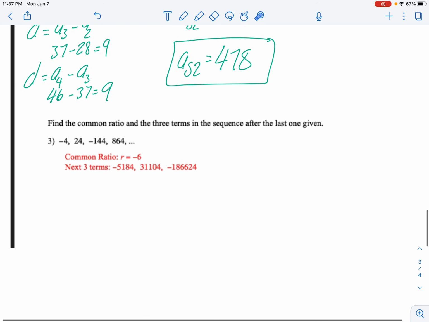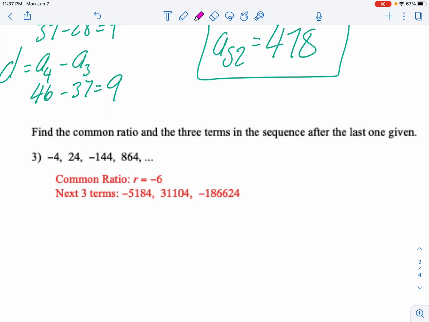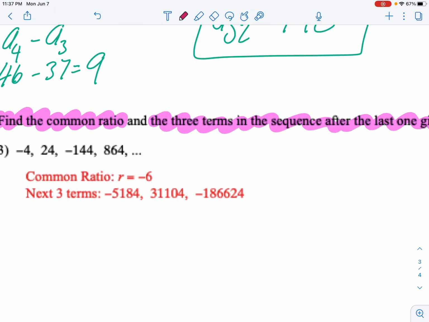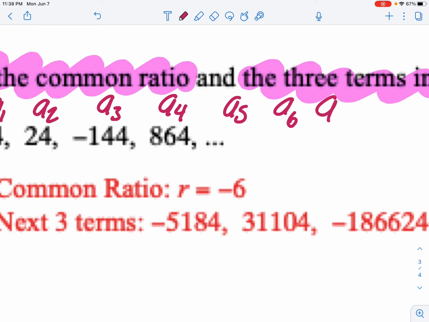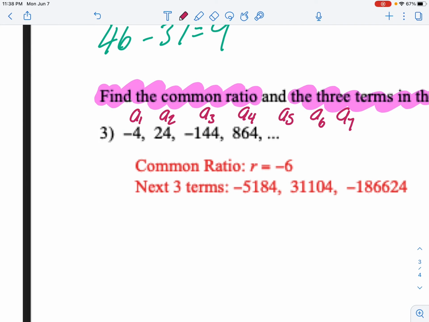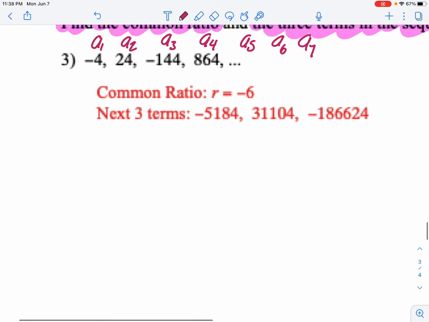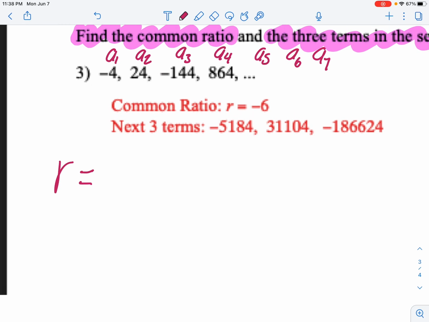All right. Next problem here. Let's see what this says. We are going to find the common ratio this time, and the 3 terms in the sequence after the last one. This one, I am going to find the 5th term, 6th term, and 7th term, because it said 3 terms after that. But first, let us find our ratio.